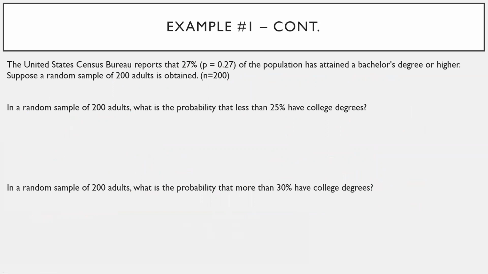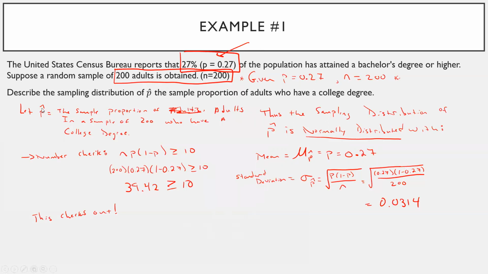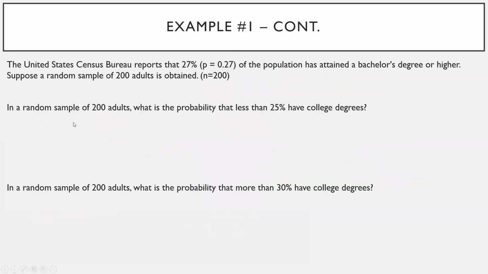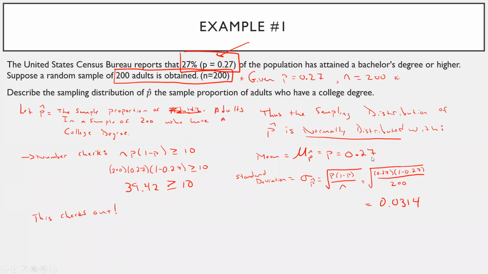All right, so in a random sample of 200 adults, what is the probability that less than 25% have a college degree? So I want to now ask, if I'm going to call 200 adults, what's the probability that my p hat here is less than 25%? So you have to change this to a decimal here. So it's like, well, how the heck are we going to even answer this, right? Well, here's exactly how. Normally, mean, standard deviation, piece of cake.